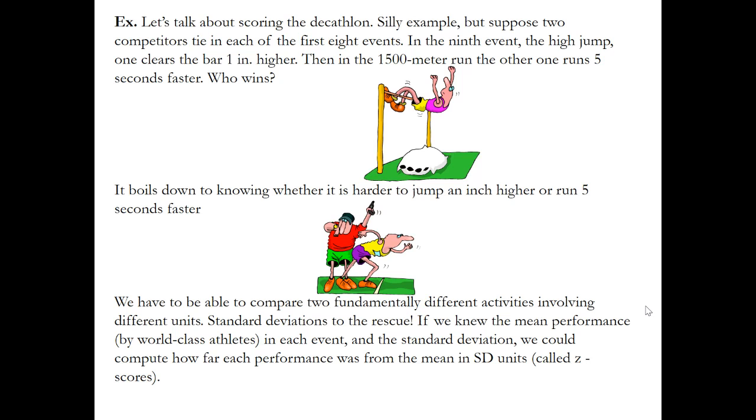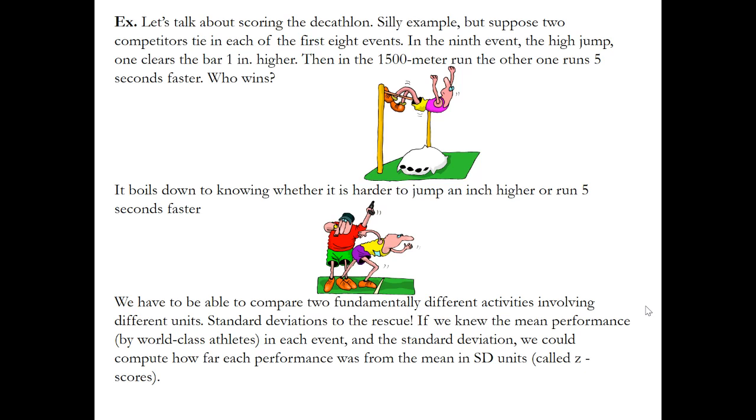But let's just say 2 people had perfectly tied for the first 8 events. And in the 9th event, the high jump, one of them goes 1 inch higher than the other. Then in the 1500, the other one runs 5 seconds faster. Now we have to decide who's going to get the medal. What that's going to come down to is whose performance was more impressive. Is it harder to jump an inch higher, or is it harder to run 5 seconds faster?